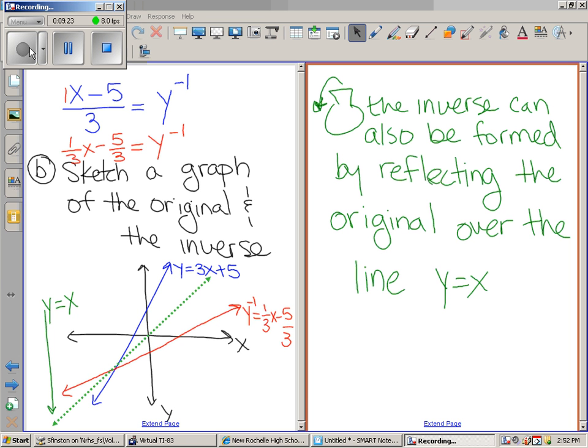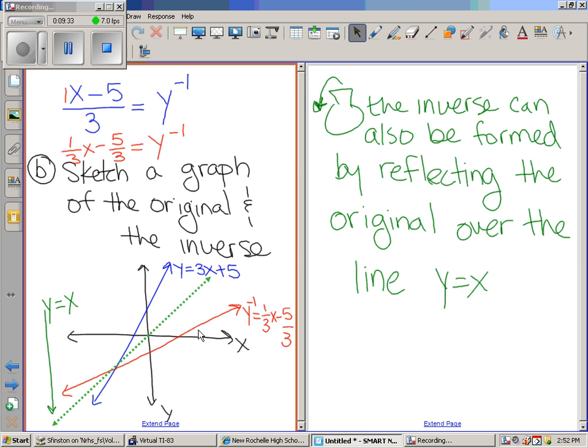But hold on. So let's talk about what I just told you. The inverse is also formed by reflecting the original over y equals x. Take a look. Everything on the blue line is reflected over. It's almost as if the green line acts as a mirror. And you see, that's another way to get the inverse.